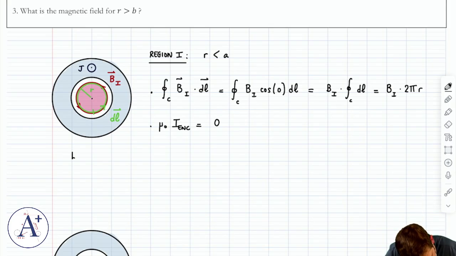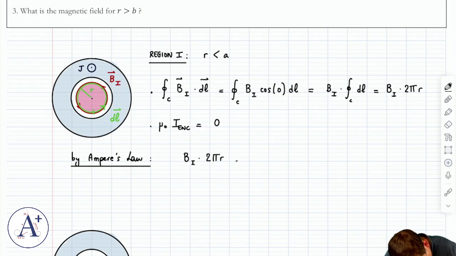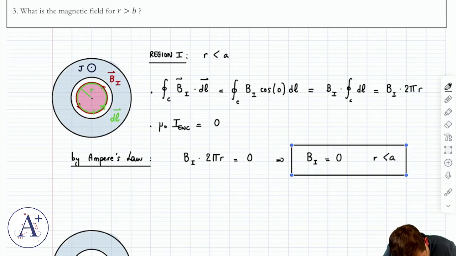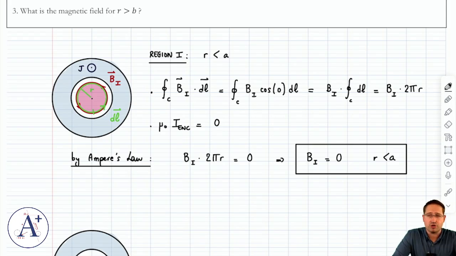All right. And so by Ampere's law, we're going to have B1 2 pi r is equal to 0, which of course leads to B1 is equal to 0 in region 1. And so, same idea as Gauss's law. When we had no charge enclosed, we came to the conclusion that E was 0. Well then, with no current encircled, we come to the conclusion that B1 is 0.